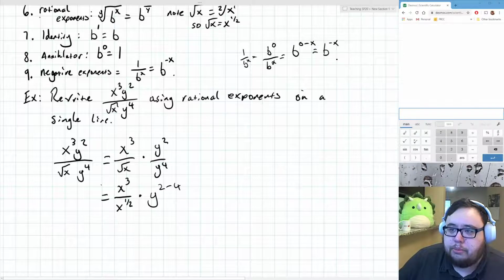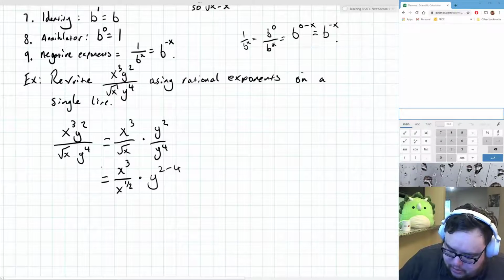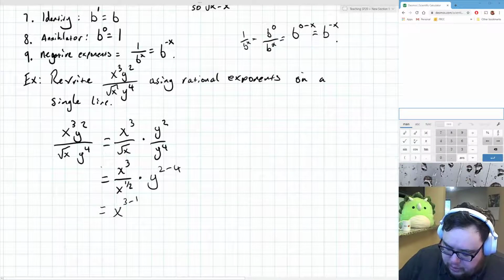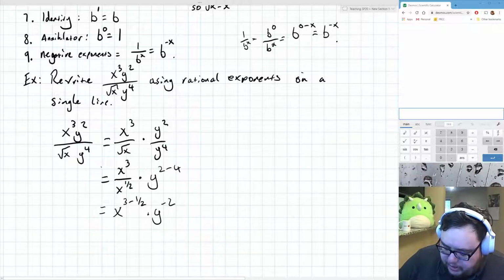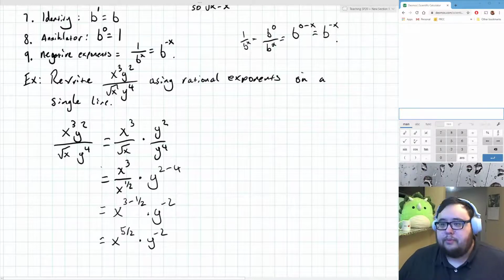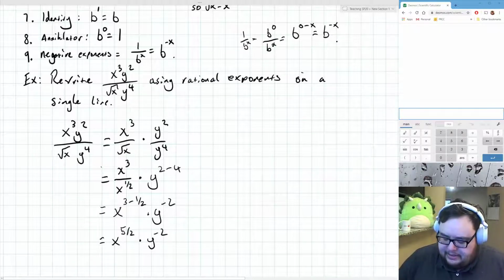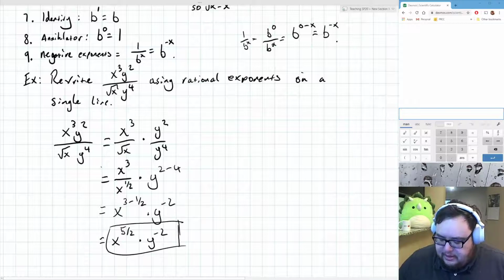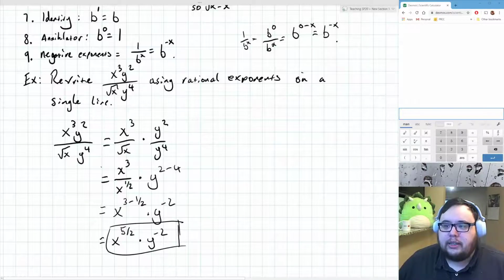We can also use the quotient property on the x's, giving us x to the 3 minus 1/2 times y to the power of negative 2. And 3 minus 1/2 is 5 over 2. And that's written on one line exactly.